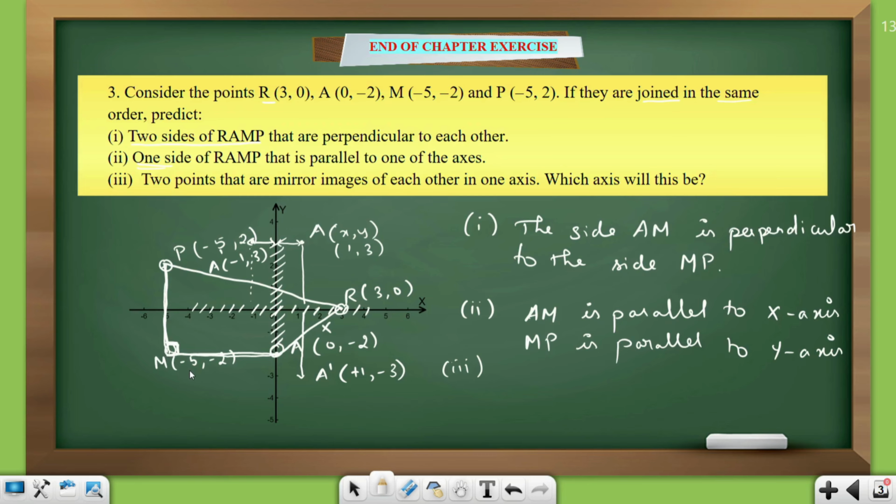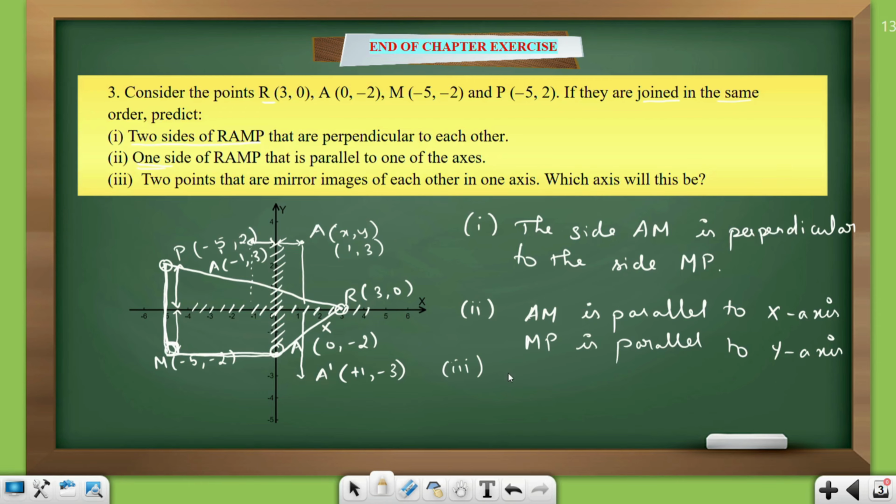Next, the third point, M. Yes, M is located at the point minus 5 comma minus 2. Either it can have a reflected image on the right-hand side or at the top side. There is no point on the right-hand side, but we have a point on the top which is exactly at the equal distance. See, this is the point minus 5 comma minus 2, where the distance is 2 units below the x-axis. Similarly, 2 units above the x-axis, we have another point called P whose coordinate is minus 5 comma 2. See here, there is a change along the y-axis, right? So the y coordinate got changed from minus 2 to plus 2.